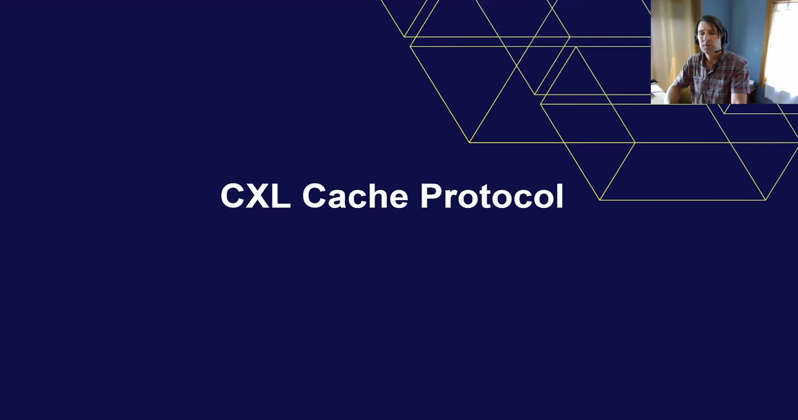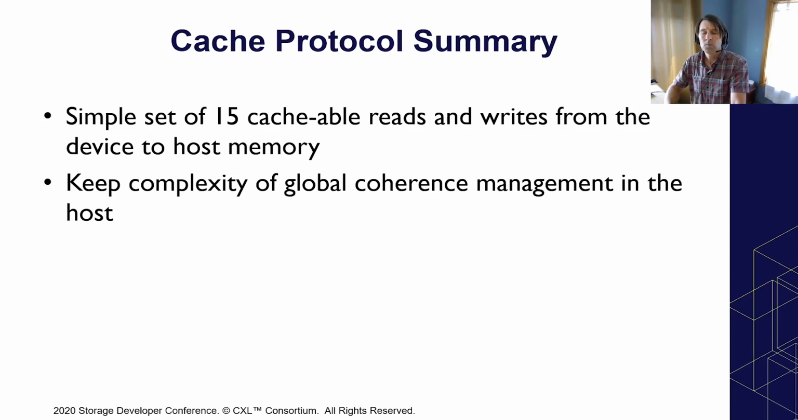Okay, now getting into the specifics of the CXL caching protocol. The summary is that the protocol has 15 different request types that are reads and writes from the device to host memory. Our goal is to keep the complexity of global coherence management to the host. So from a device point of view, it's just going to know that there is a host that's going to resolve coherence, but the device will only need to worry about the contents of its cache currently and just send requests to the host.